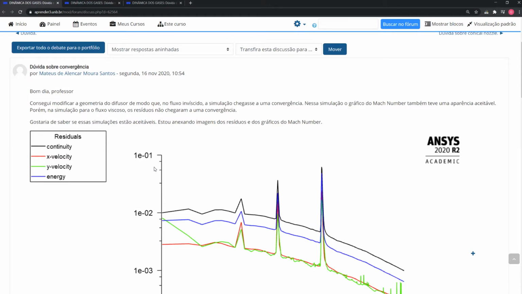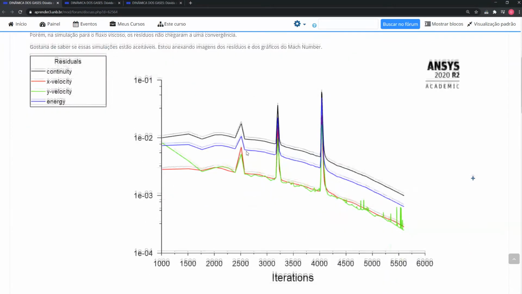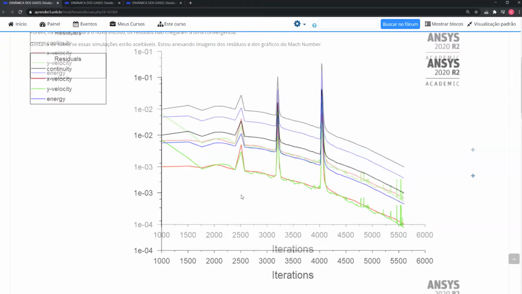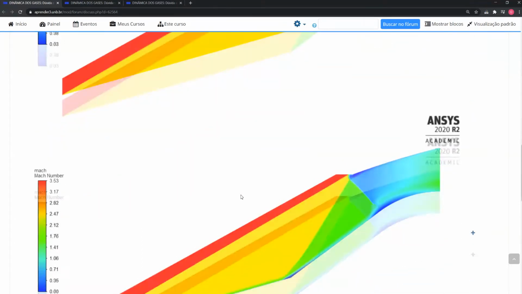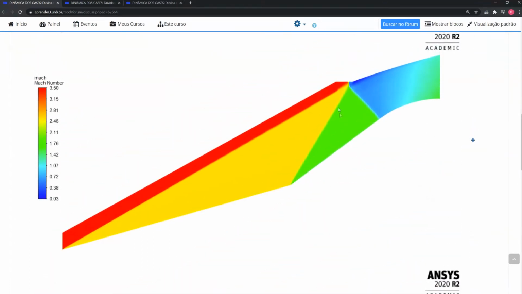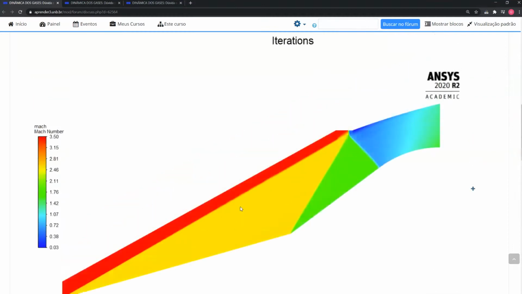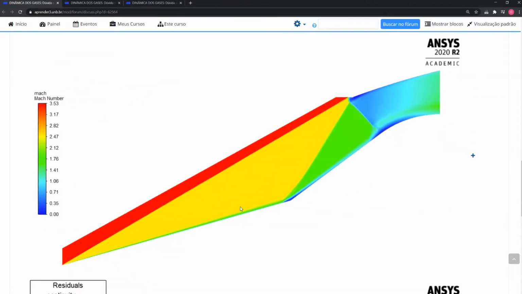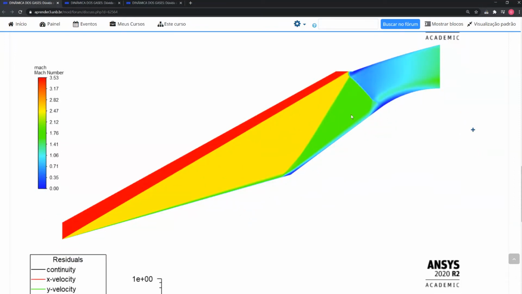Very nice. So the question of Mateus, that simulation goes well, right, for inviscid flow, and convergence happens. This is the flow picture, quite nice. Normal shockwave appears. For the viscous simulation, it's a bit different picture, right?